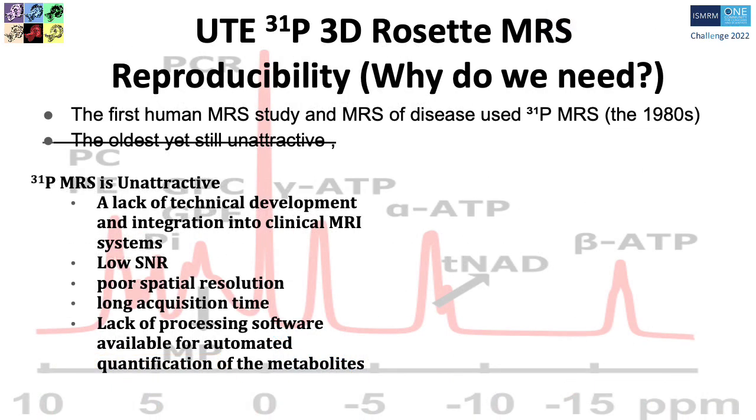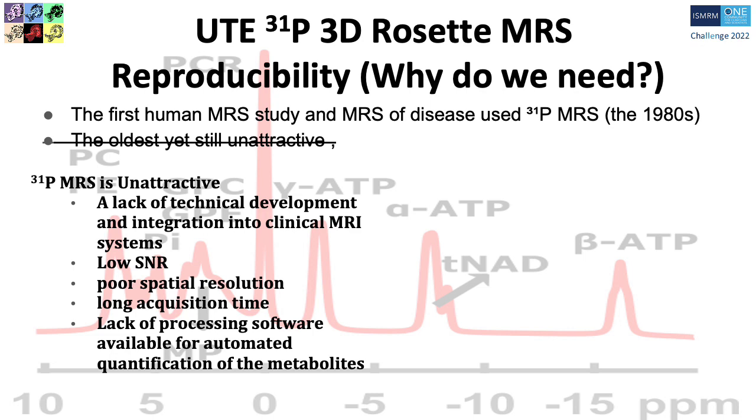So why do we need to use phosphorus spectroscopy for the reproducibility challenge? I think we need to remember that phosphorus spectroscopy is the first human MRS methodology that has been used non-invasively. Also, we need to remember that MR spectroscopy of phosphorus is the first method that has been used for the disease in the early 1980s. Although it is the oldest methodology, it is still unattractive.